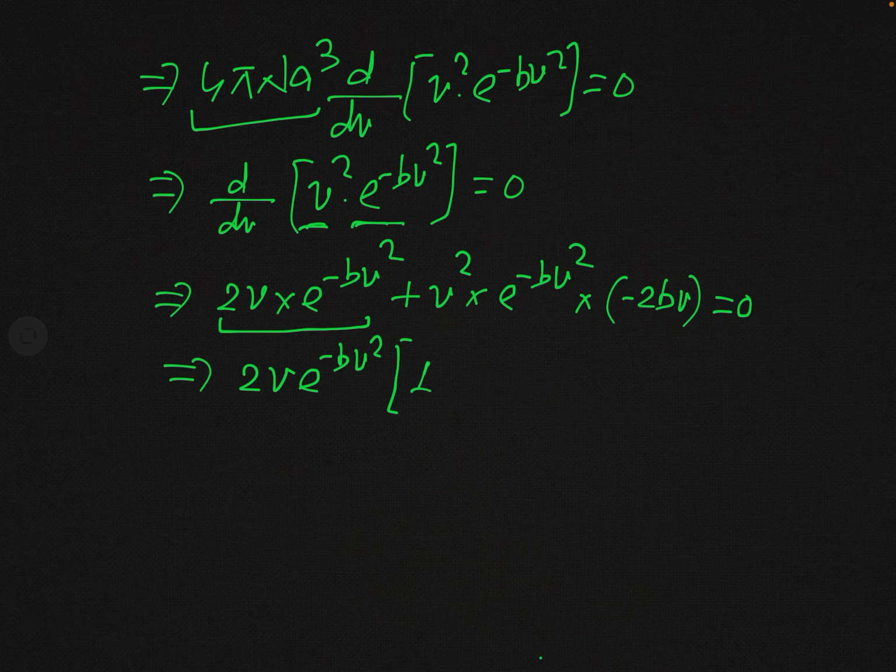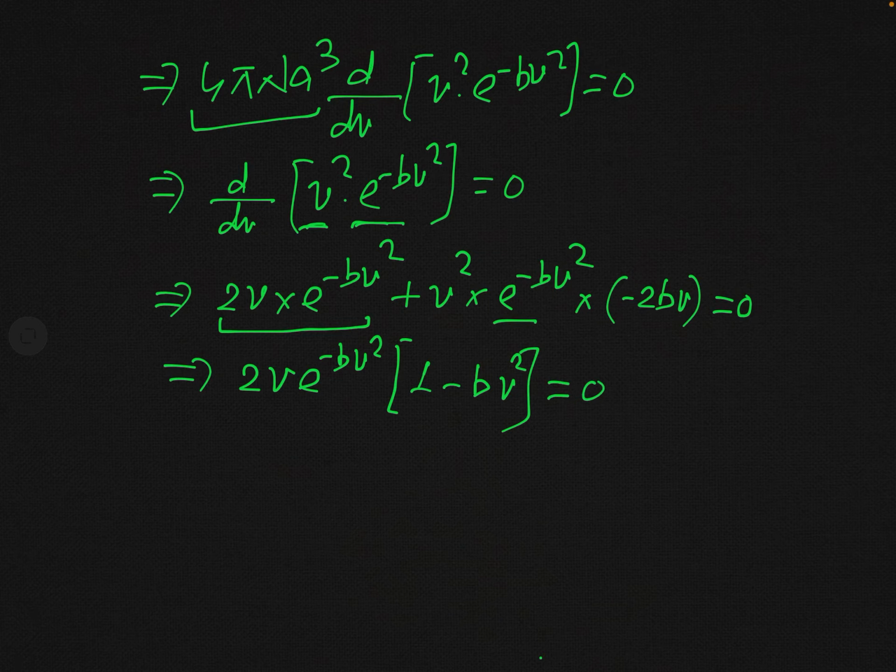As we have taken 2v times e raised to the power minus bv square as a common factor, the remaining term will be minus b into v, and that will be equal to... yes, this will be v square, because here is v square, so this is equal to 0.